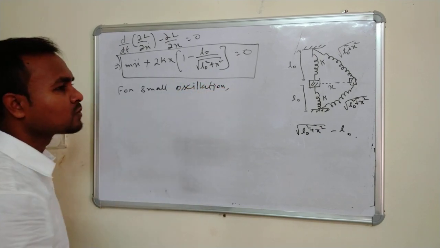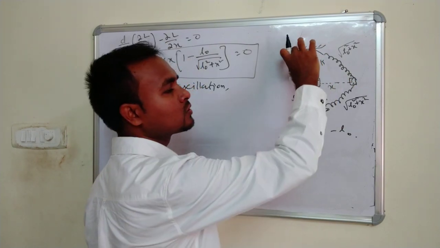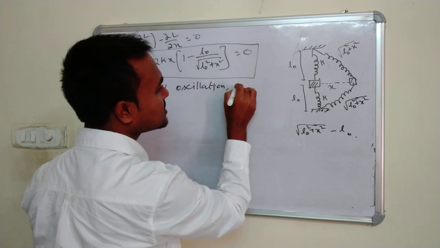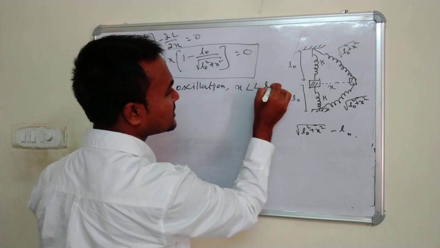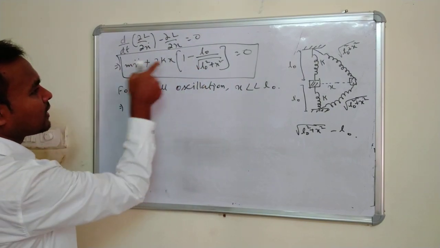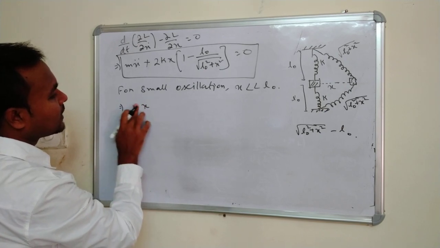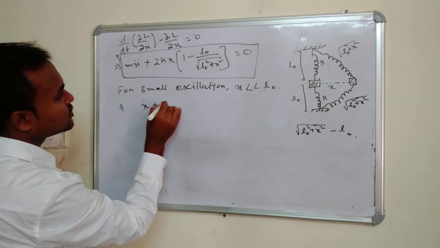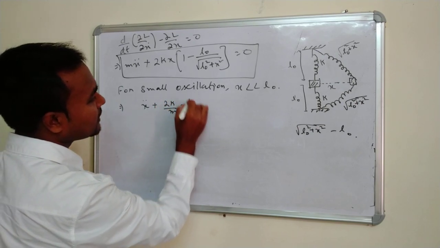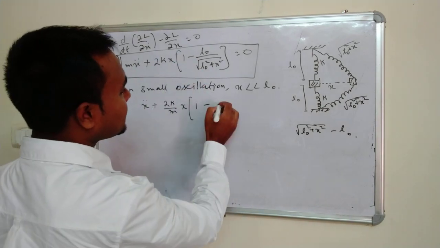What does this mean? Small oscillation means this displacement is very, very less as compared to the length of the spring. So it means x is very less than L0. Then what will happen? I can rewrite this expression as x double dot plus 2k by m x, 1 minus, can I write like this?